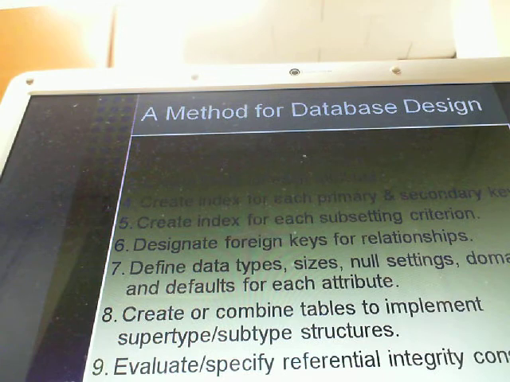So this is a method for database design. Review the logical data model, and then create a table for each entity. Create fields for each attribute. Create an index for each primary and secondary key. Create an index for each subsetting criterion. Designate foreign keys for relationships. Define data types, sizes, null settings, domains, and defaults for each attribute. Create or combine tables to implement supertype and subtype structures. Evaluate specified referential integrity constraints.